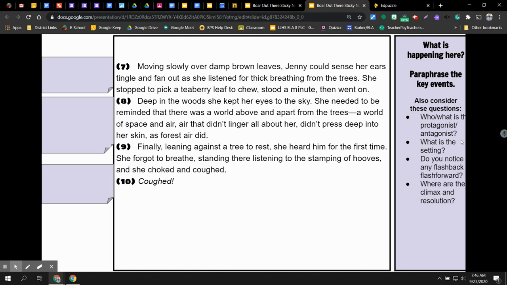Moving slowly over the damp brown leaves, Jenny could sense her ears tingle and fan out as she listened for thick breathing from the trees. She stopped to pick a tea-berry leaf to chew, stood a minute, then went on. Deep in the woods, she kept her eyes to the sky. She needed to be reminded that there was a world above and apart from the trees, a world of space and air that didn't linger all about her, didn't press deep into her skin as forest air did. Finally, leaning against a tree to rest, she heard him for the first time. She forgot to breathe, standing there listening to the stamping of hooves, and she choked and coughed.